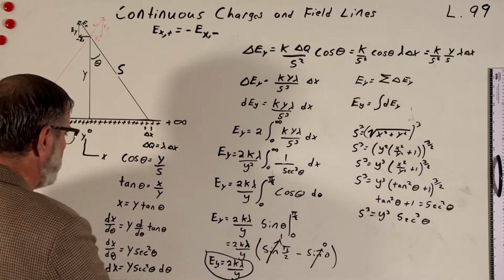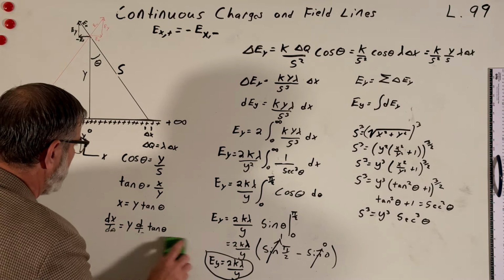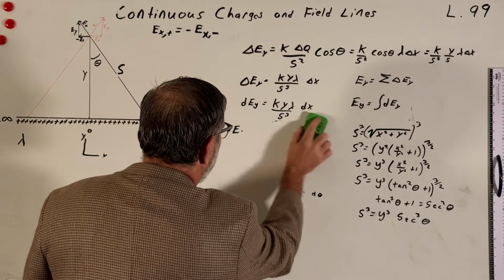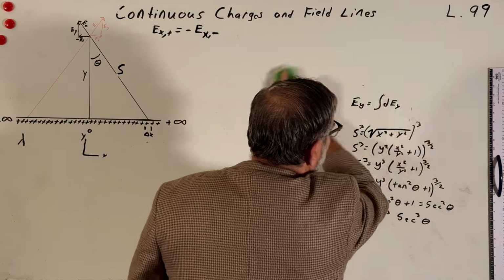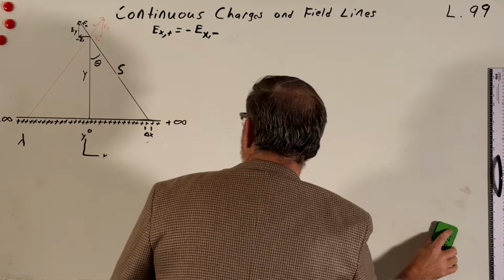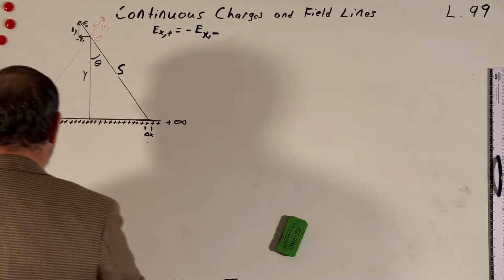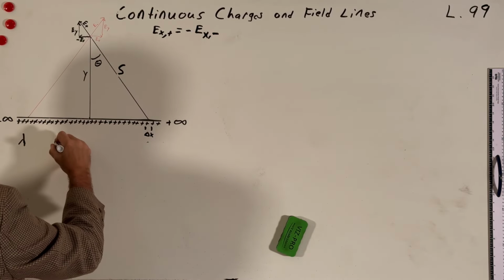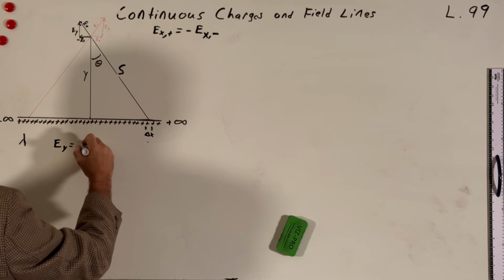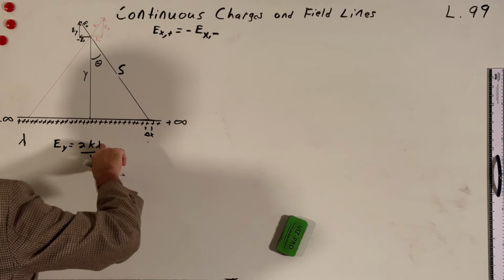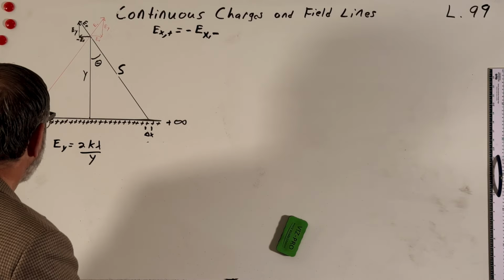Let me just mention some other charge distributions, and I'll make some space here so we can write some stuff down. Maybe I'll just put what this turned out to be. So for the line charge, it turned out E sub y was equal to 2k lambda over y. My lambda's looking like a y.